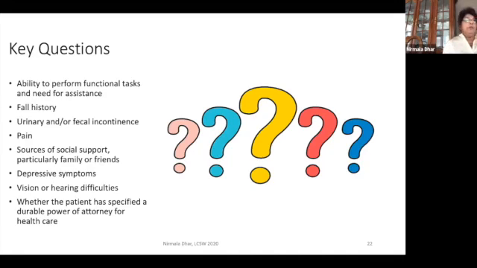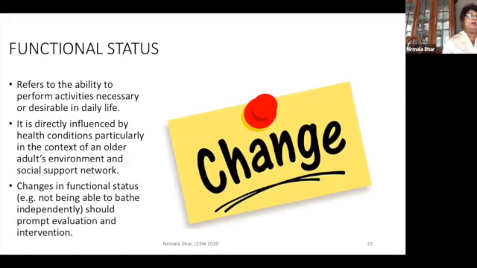So I am now going to really move to, the next slide, to actual components. So what is functional status? It refers to the ability to perform activities necessary or desirable in daily life. Remember I talked about the ADLs and the IADLs. It is directly influenced by health conditions, particularly in the context of an older adult's environment and social support network. Remember Karen. She lives alone, she had a fall, she's fearful and calling her daughter anxiously several times a day. Changes in functional status, for example, not able to bathe, not able to get in and out of the bathtub safely. Any change in functional status should prompt evaluation and intervention immediately.